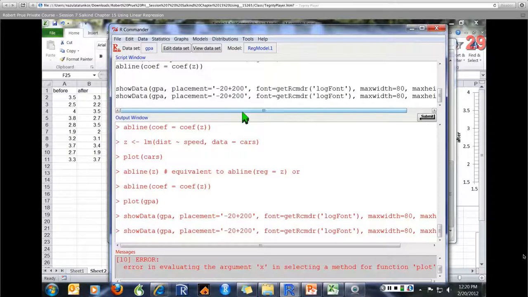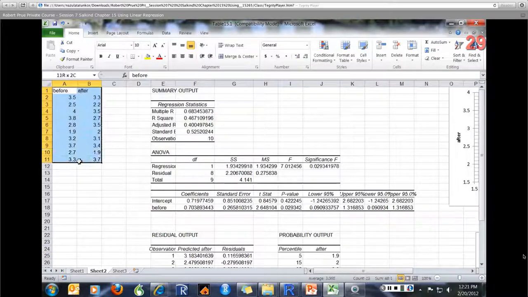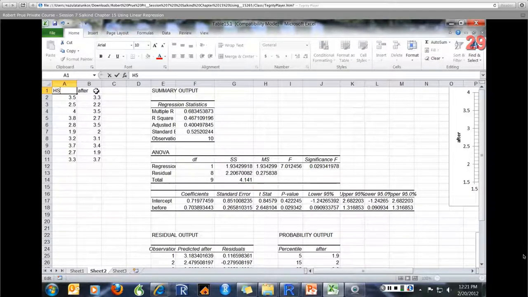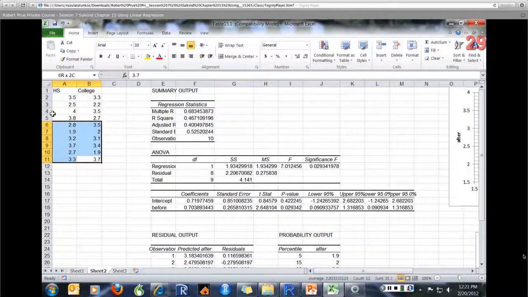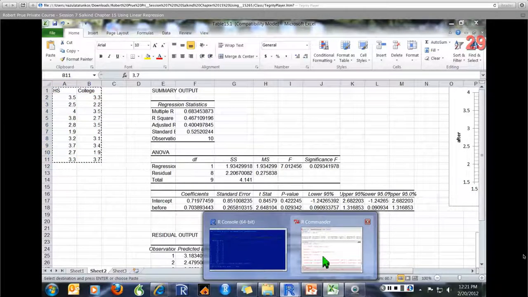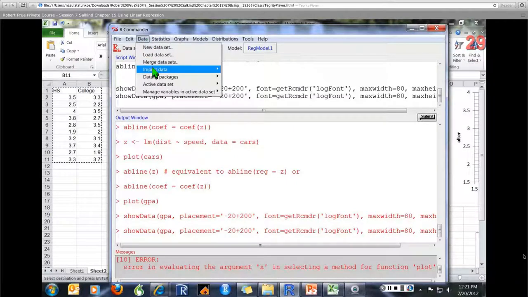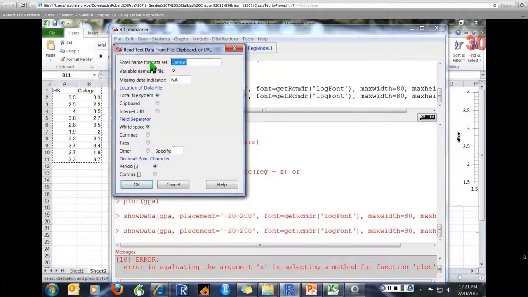There's several ways that one can get at doing linear regressions in R. Let me change these names: high school and college. Here's one simple way to get your data into R. Cut and paste. Copy, and then go back over here to your R program, and then import data from clipboard, and we'll just call it GPA again, override our data. So it's on the clipboard.